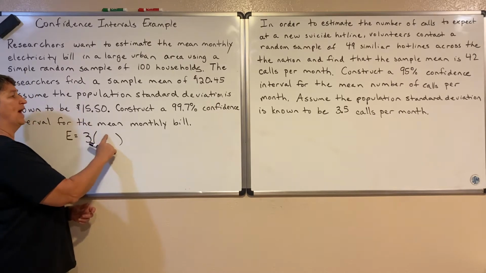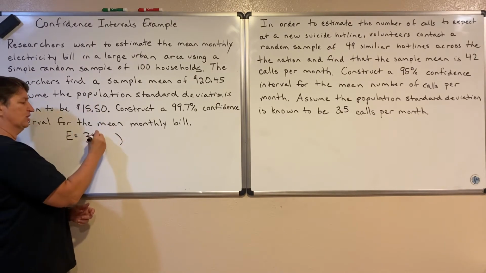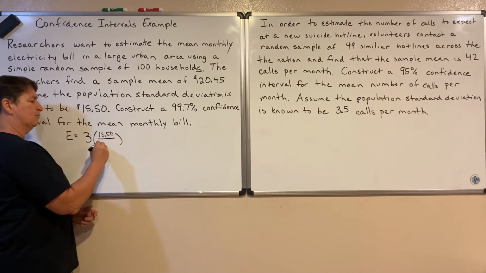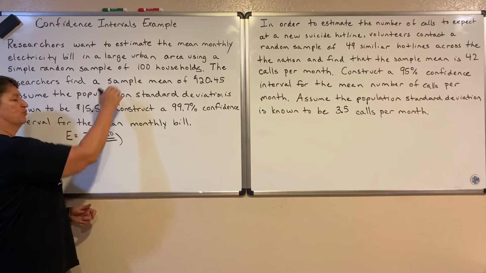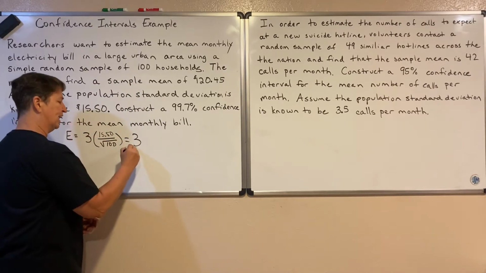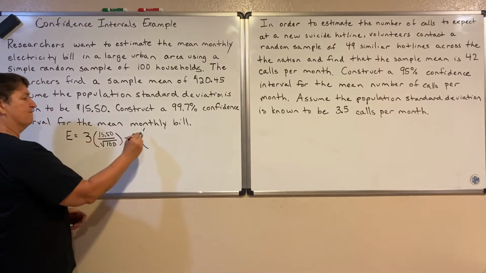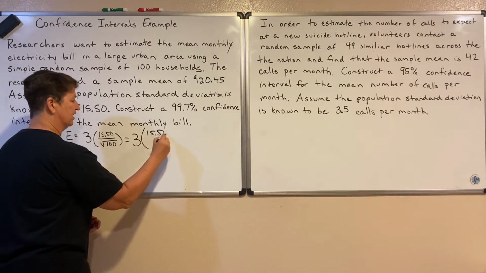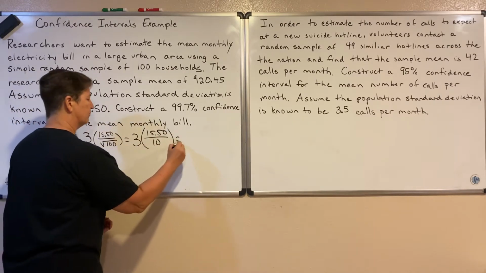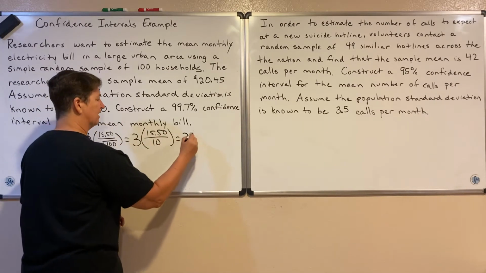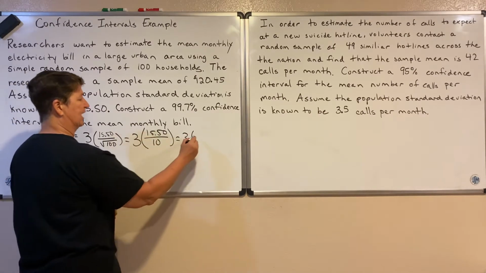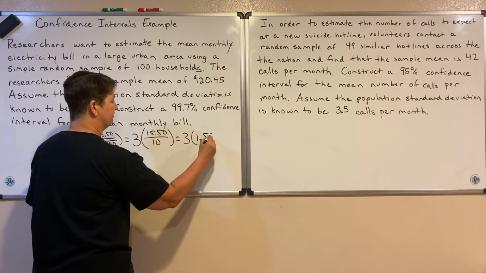And the way we do that is we take our standard deviation of $15.50 and we divide it by the square root of our sample size of 100. So I'm going to take my 3 and my $15.50 divided by the square root of 100, which is 10. So I'm taking my 3 times, we'll divide 1550 divided by 10, and I get $1.55.